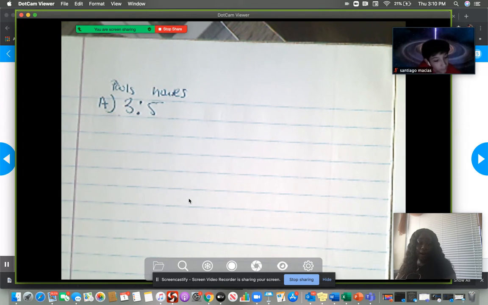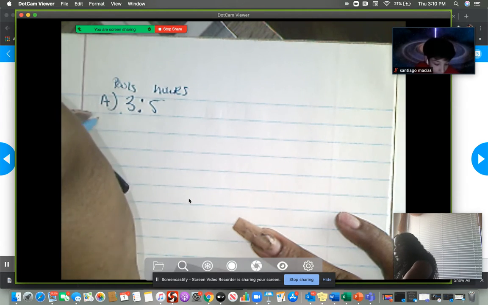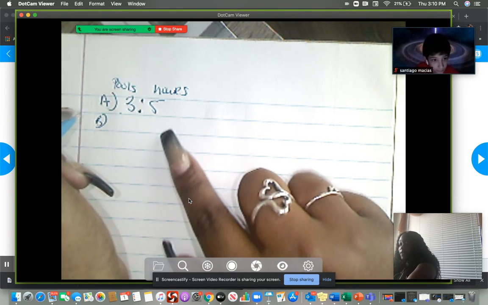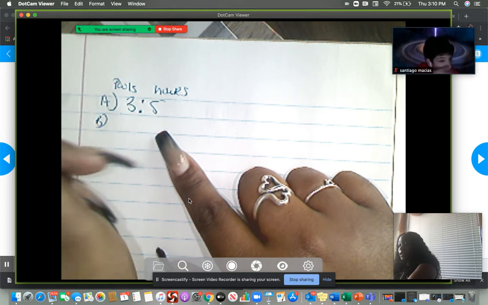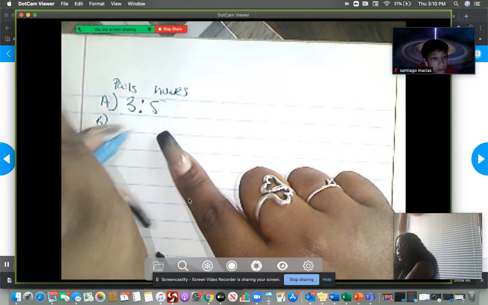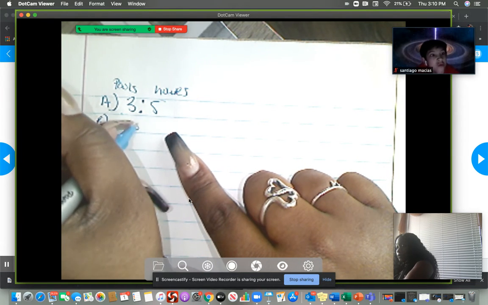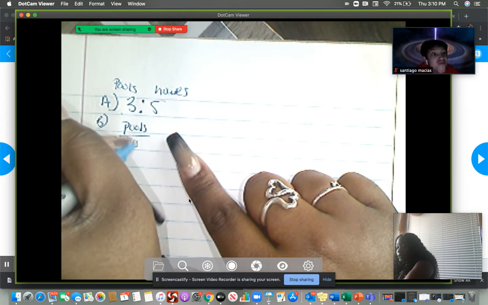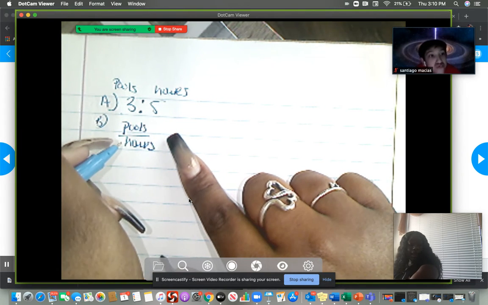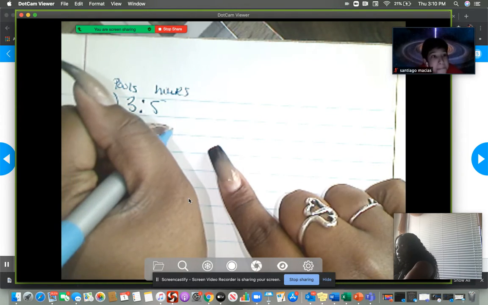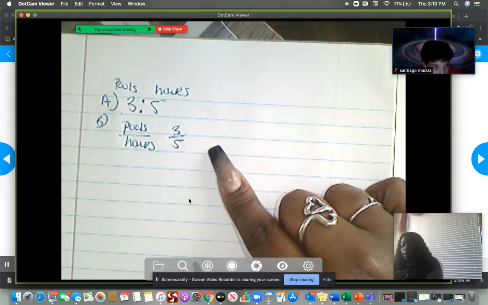Okay. Part B says, how many pools can Dave clean in 10 hours? So moving on to part B. The very first thing I want to do is set up my initial ratio. My initial ratio is pools over hours. And then my ratio is 3 out of 5.